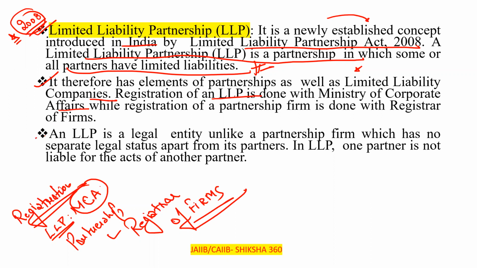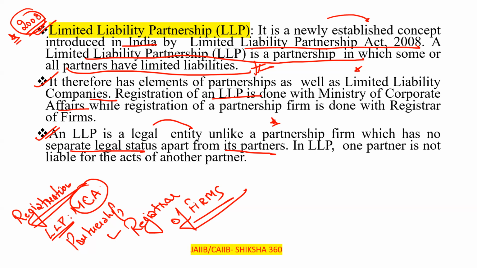Further, an LLP, a limited liability partnership, is a legal entity, unlike a partnership firm, which has no separate legal status apart from its partners. Clear? A partnership firm becomes a legal entity only when it has been registered. Otherwise, it will not be a legal entity. So an LLP is a legal entity, unlike a partnership firm, which has no separate legal status apart from its partners.